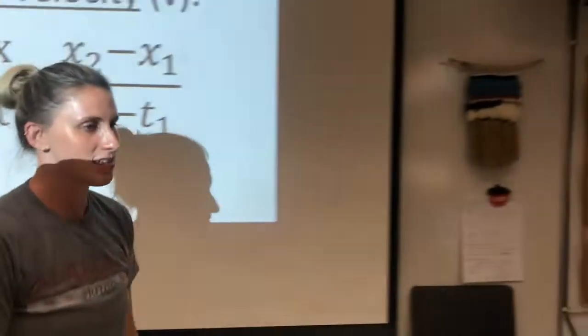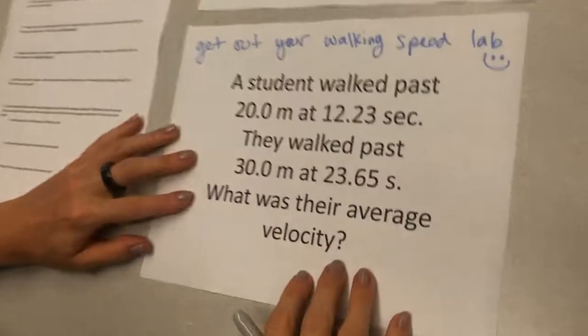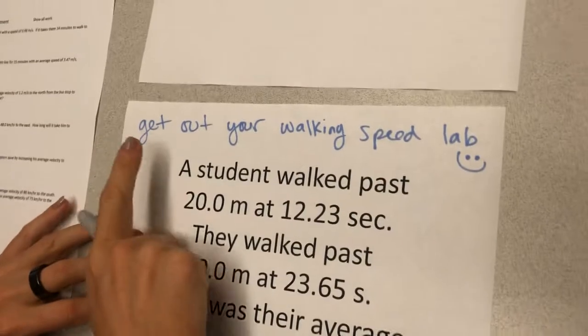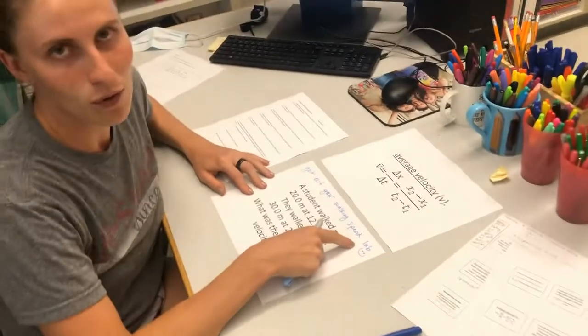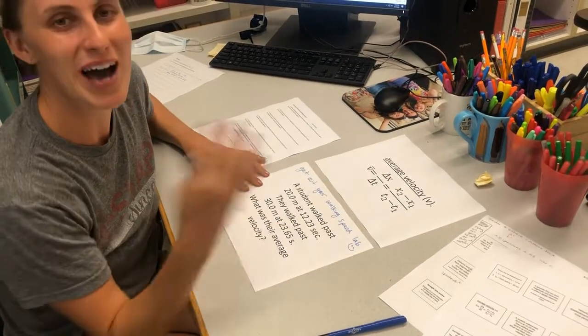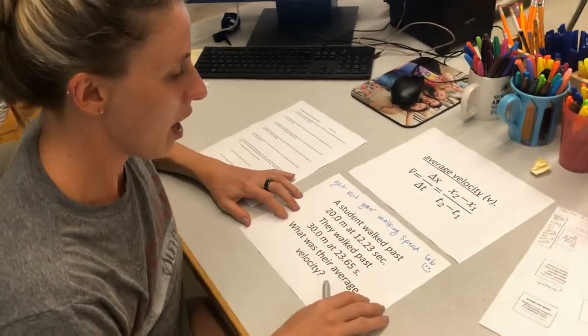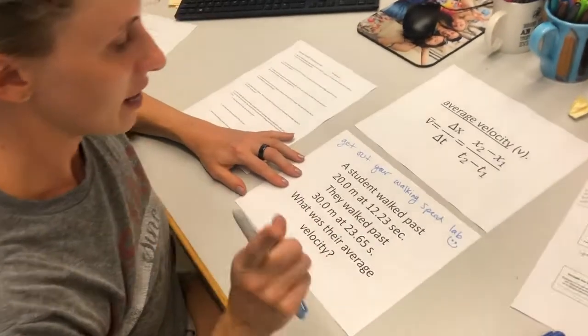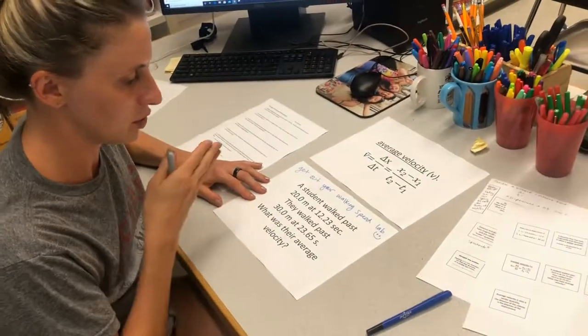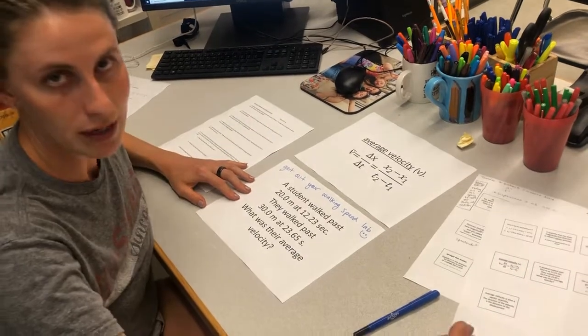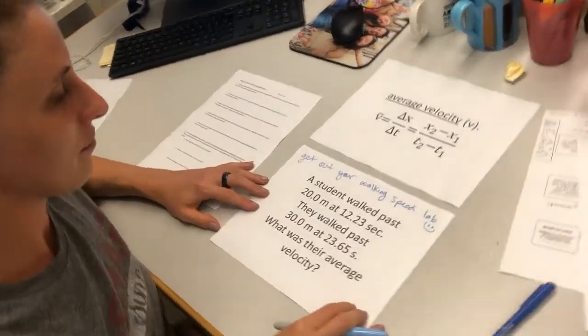Let's go to that next slide. A practice problem. We're going to do a practice problem together. I'd like you to get out your walking speed lab or look at it, but make sure you have it nearby so you can look at it. That was the one where we walked on the sidewalk. Yes, you recorded the amount of time it took you to walk 10, 20, 30, and 40 meters. That's the lab you need.